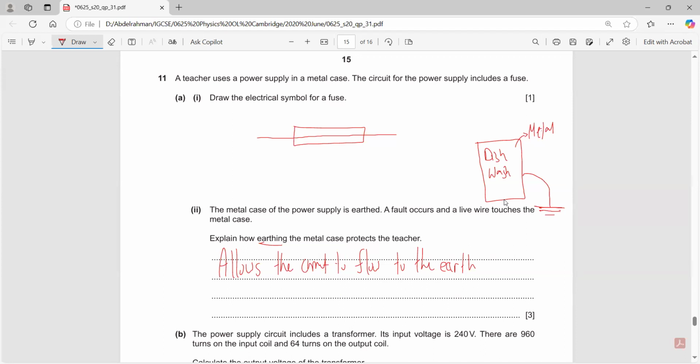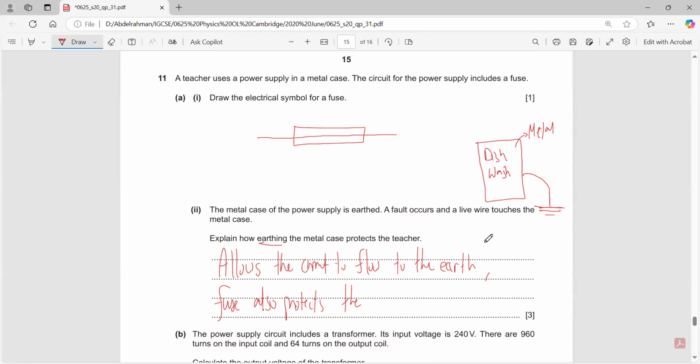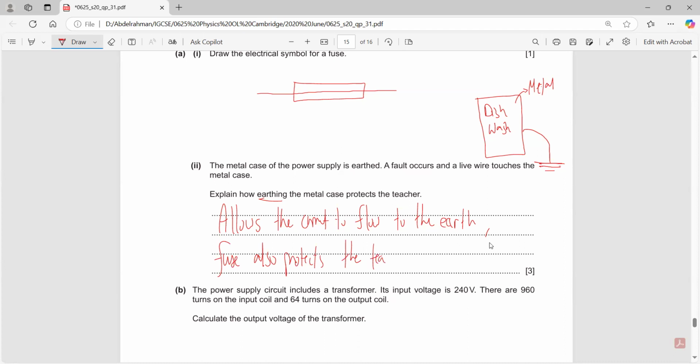You can also talk about the fuse in this question, if you want to. We can say that the fuse also protects the person who's using this, the teacher, from high currents by melting.